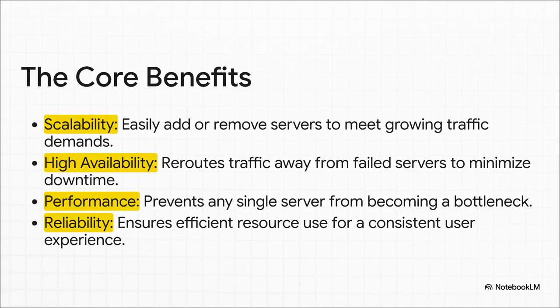Scalability lets you handle those sudden traffic spikes without breaking a sweat. High availability means that if a server goes down, the load balancer just stops sending traffic to it, and you, the user, never even notice. All of this leads to better performance and, ultimately, a reliable experience that keeps an application running smoothly.